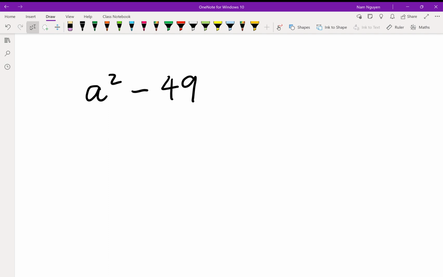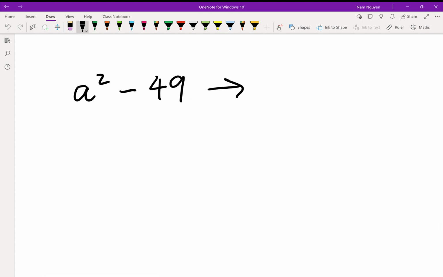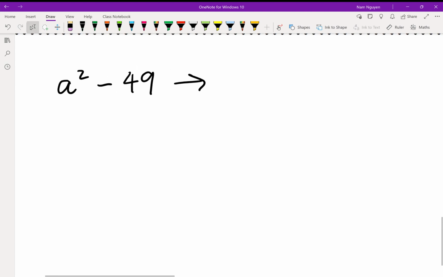This one's trickier because it's less obvious that you've got difference of perfect squares there. Because that's 49. It's also 7 squared. And so, is that okay? So, here we go. The factorization of a squared minus 49. So by recognizing that 49 is the result of 7 squared, the factorized form of that is this.